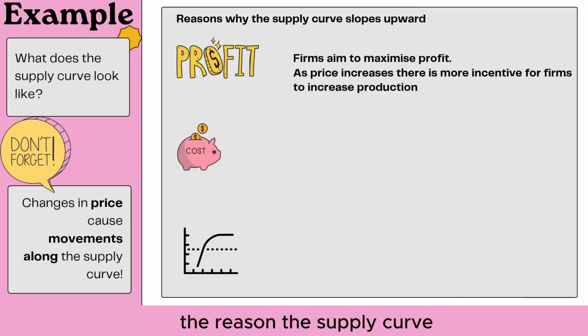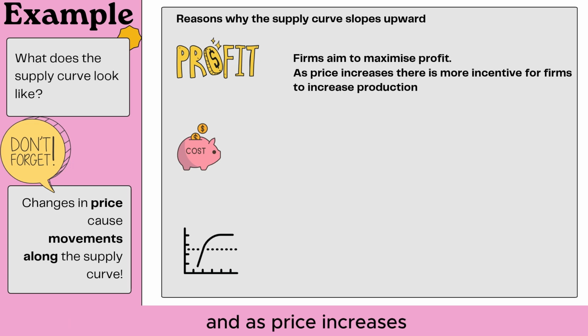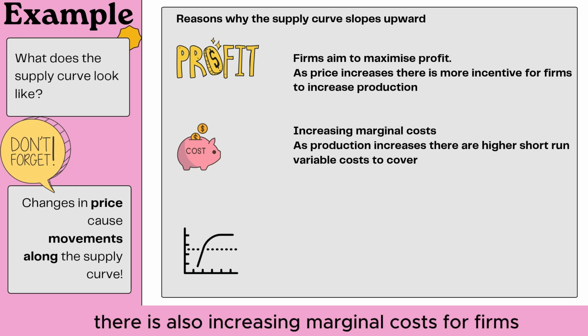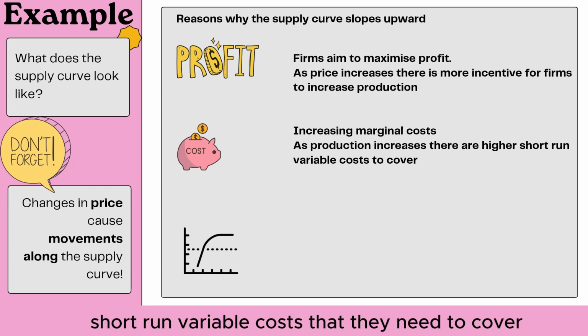The reason that a supply curve slopes upwards is because firms aim to profit maximize, and as price increases, there is more incentive for firms to increase production. There is also increasing marginal costs for firms. As production increases, there are higher short-run variable costs that they need to cover.